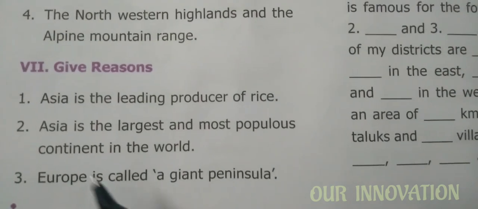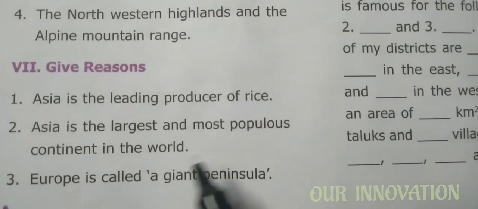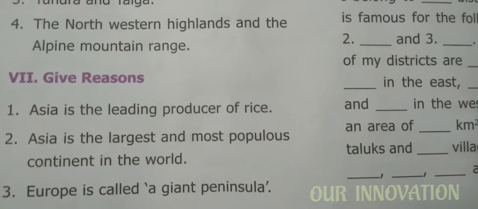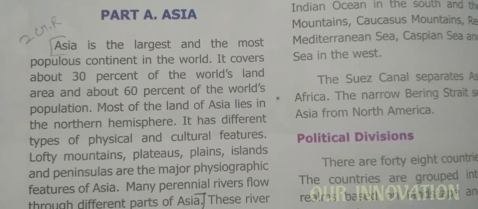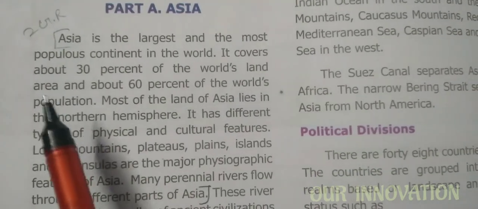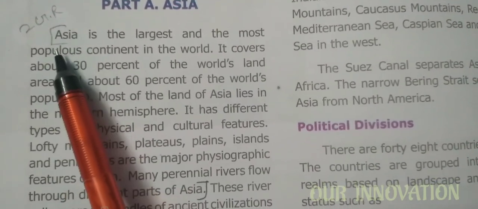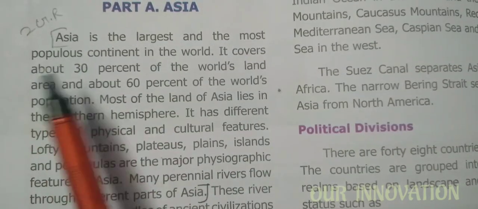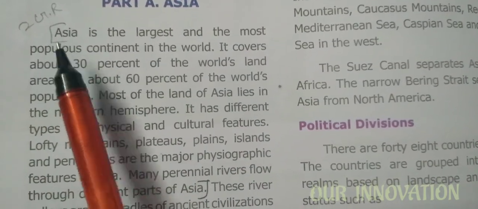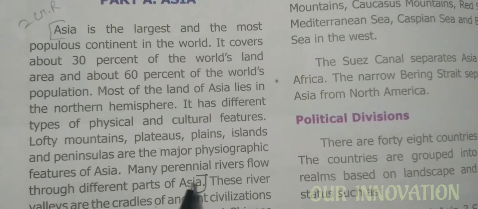Second give reason. Asia is the largest and most populous continent in the world. Page number 144, see here, second give reason. You have to mark from here, students. So, Asia is the largest and most populous continent in the world. Ingerundhu mark pannunga until the end of this. This is the second give reason.